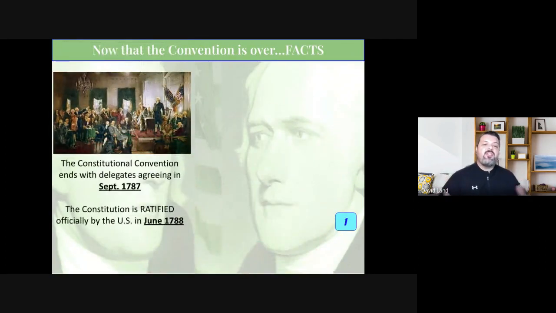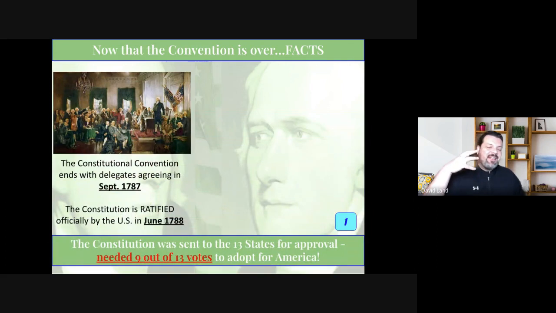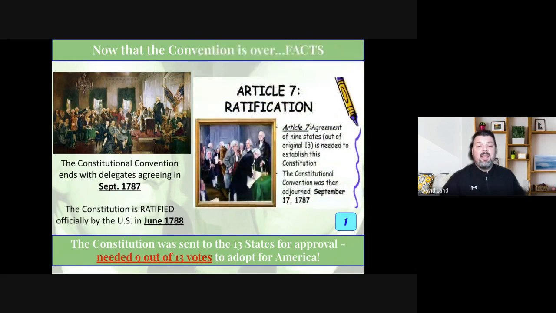Now that the convention is over and wrapping up, remember they meet in 1787, so they agree in June of 1788 that the Constitution should be ratified by them. And so they're going to send the Constitution out to the states, meaning that the states, how many are there? 13, right? The 13 states need to approve this document. And by approval, they will accept it into America's unification of one government.